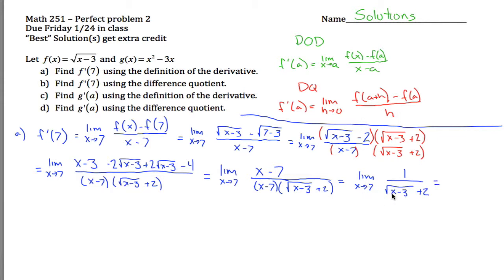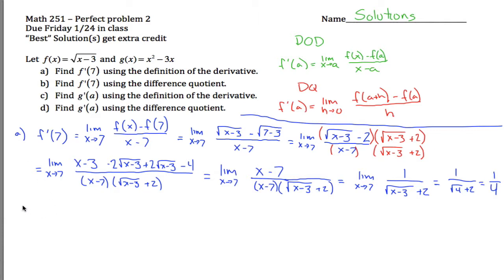The nice thing is this is a limit I can evaluate. I can evaluate it by changing all the x's into 7s. I get 1 divided by the square root of 4 plus 2, which is 1 divided by 2 plus 2, which is a quarter. In other words, the slope of the tangent line to this curve at this point 7 is 1/4. If you graphed this graph and you put a little dot when x equals 7, and you drew the tangent line to this curve at that point, what you would be drawing is a line that has a slope of 1/4.